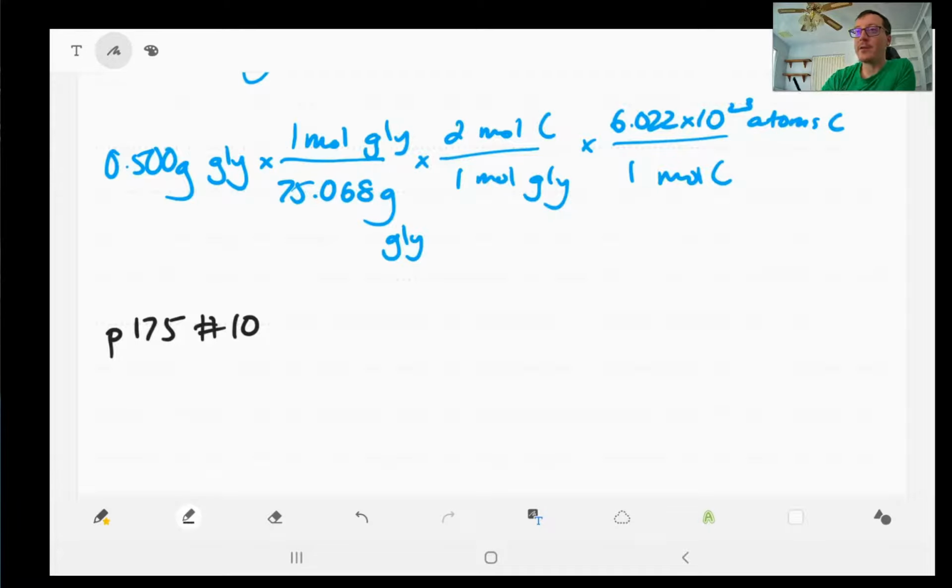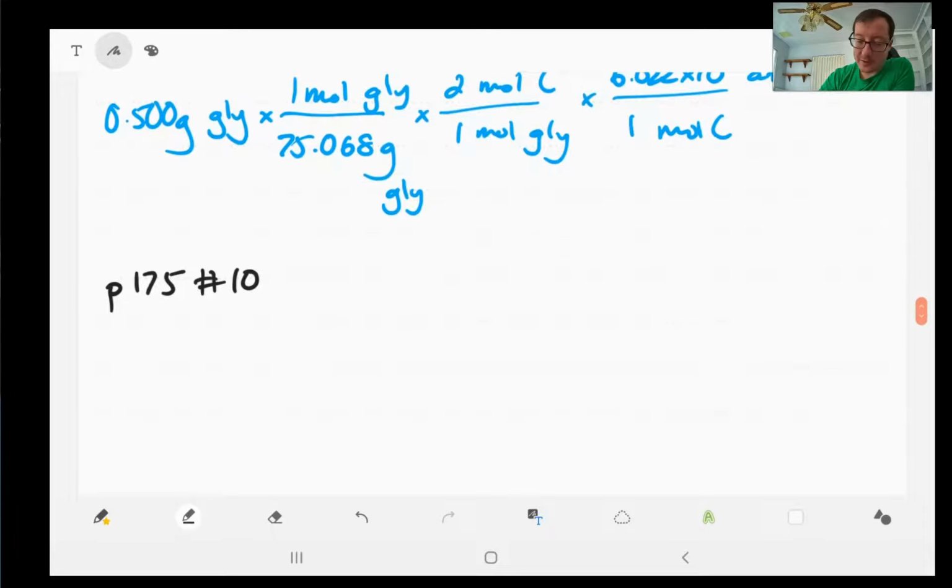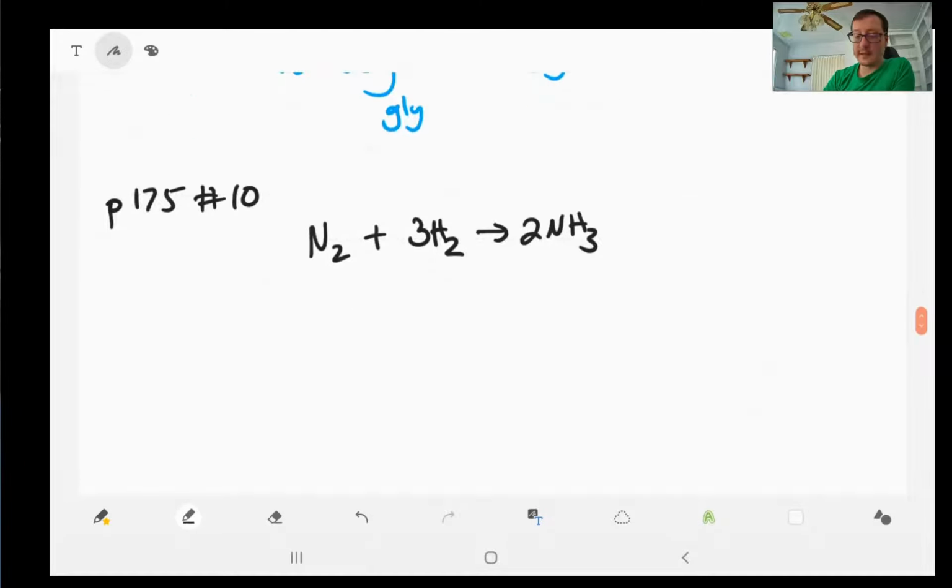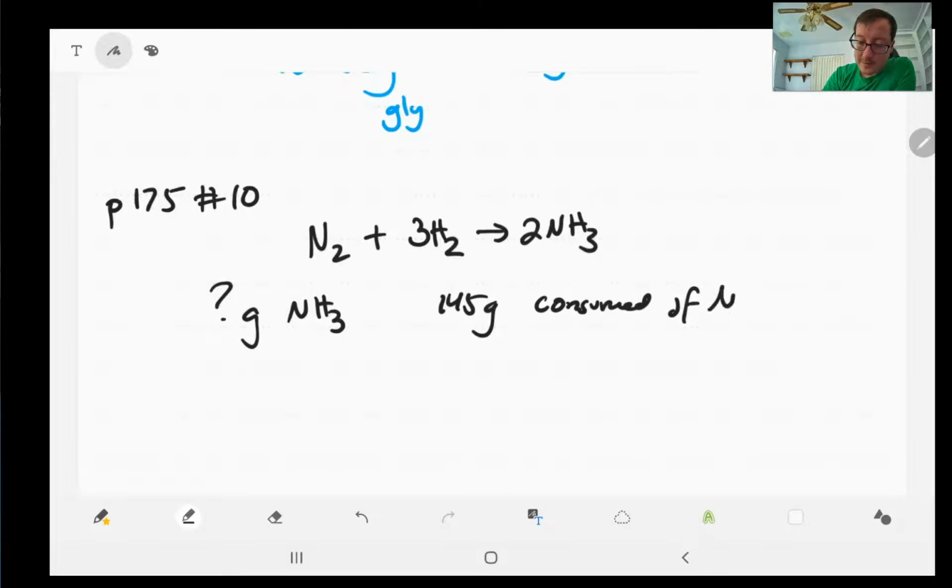Okay. So we're doing nitrogen combines with hydrogen to form ammonia. That's something we've definitely seen. I'm going to go ahead and balance this because we've already used this equation so many times in class. We've already balanced it so many times, but that would be the first step of this problem: you'd need to write the equation and then balance it. So the question is asking how many grams of ammonia are formed when 145 grams of nitrogen are consumed.